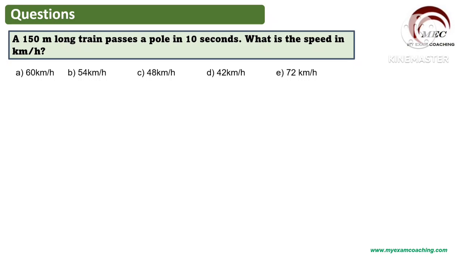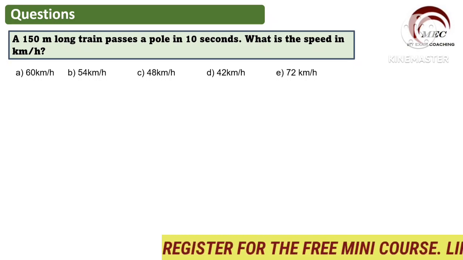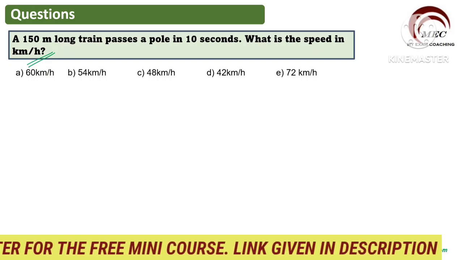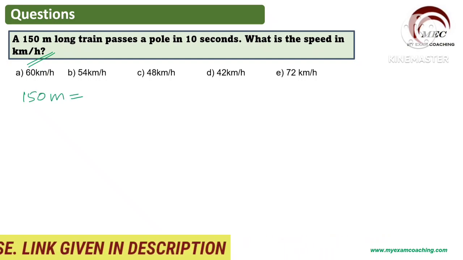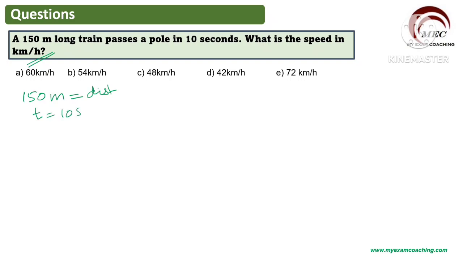Next question. A train 150 meter long passes a pole in 10 seconds. What is the speed in kilometer per hour? So here what is given? Here the length of the train is 150 meter. So this type of question comes in speed, distance and time. So this length of the train we will take as distance. And time is given to you, time is equal to 10 seconds. Speed is what we need to find out.